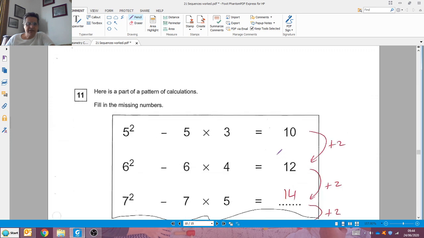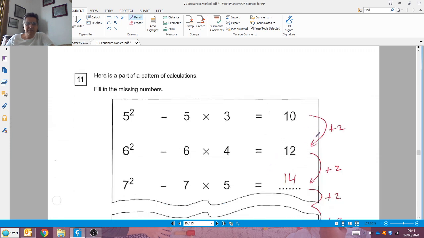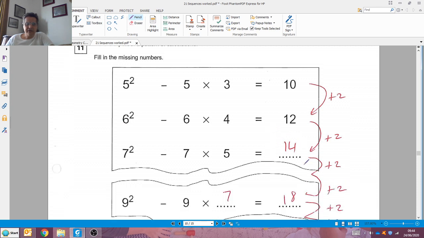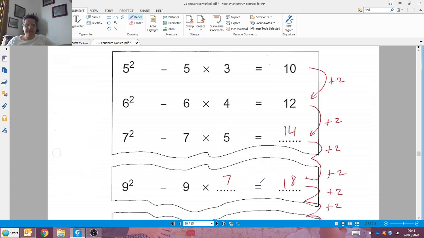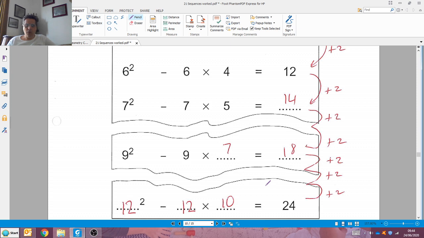What's next? Okay, so just follow the pattern. Keep adding 2. There's your 14 there. And how do you get from 14 to here? Well, 7. Then the 8s are missed out, so 9. I want 2 jumps to go from 7 to 9 and 14 to 18. 14 plus 2 is 16, plus 2 is 18. And if that was 5, then it goes 6, 7. And then what?